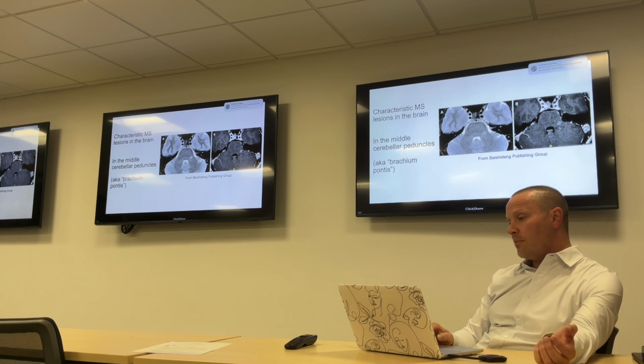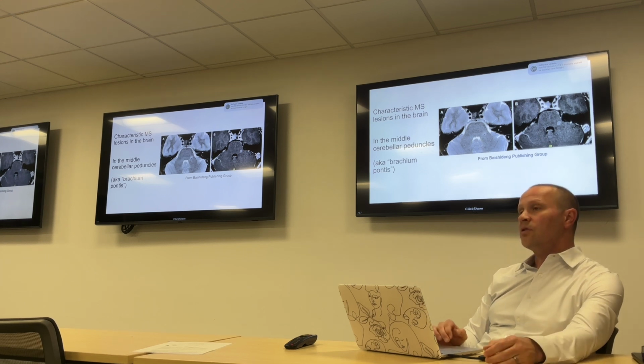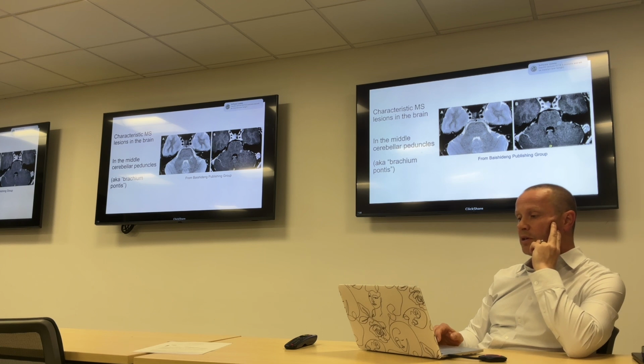This lesion happens to show enhancement on post-contrast imaging, meaning it's an active lesion in the brachium pontis. The cerebellum is much in charge of balance and things like that, so the nerves that exit the cerebellum and come to the brain might be interfered with by this lesion. So you would expect somebody with a lesion here to probably have imbalance or vertigo or some kind of vestibular disturbance.